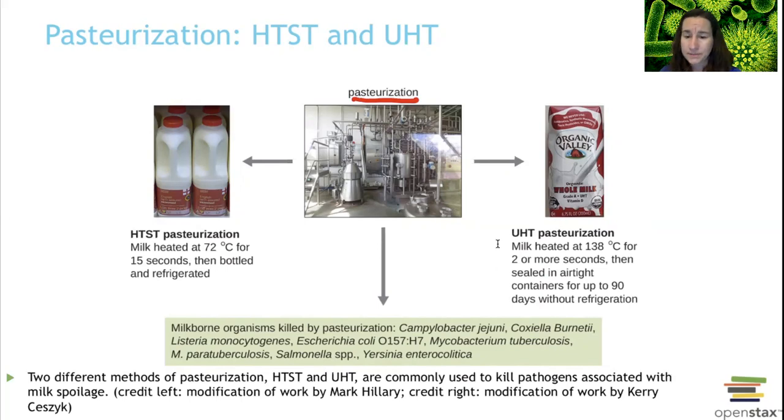So there are 2 different types. We have high temperature, short time. So we have 72 degrees Celsius, so a high temperature, and that's going to kill off, and here we are, it's going to list all the things that it's going to kill. Campylobacter, Listeria, E. coli, O157:H7, the bad one, TB, Salmonella, all sorts of bacteria that when we pasteurize it and we heat it up to these high temperatures, it's going to kill these off.